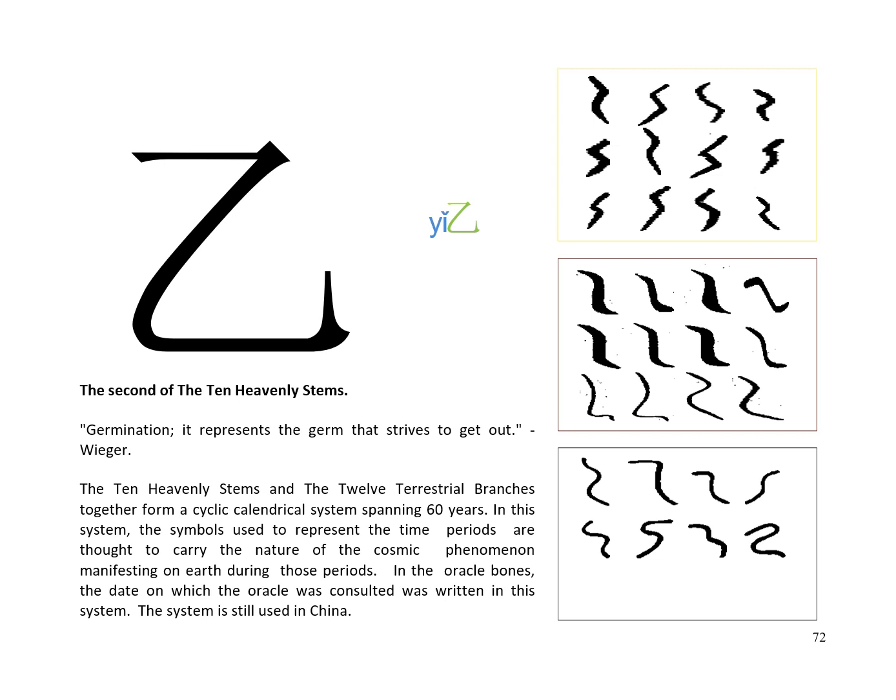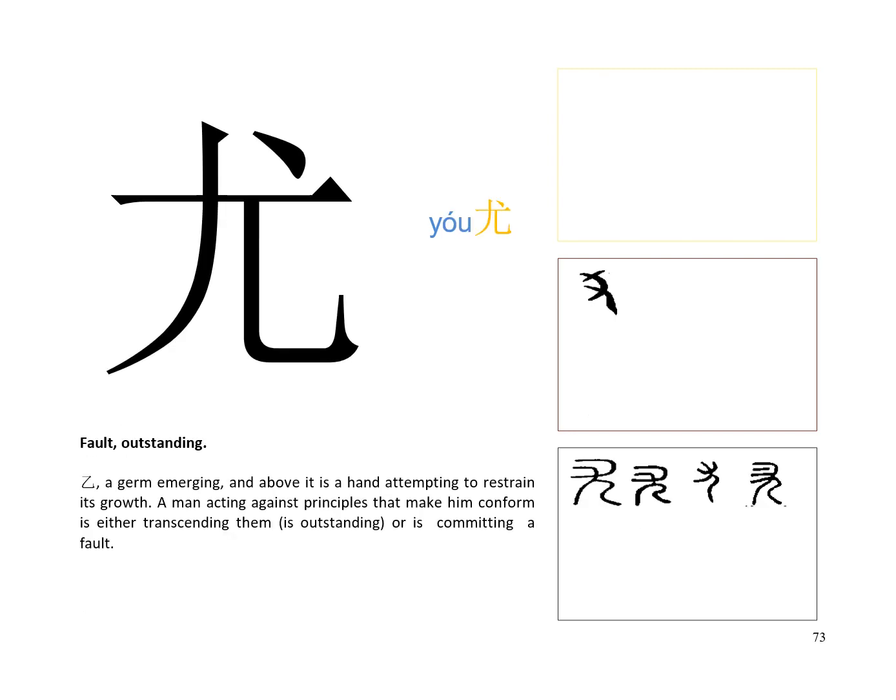So this particular glyph, which is the second of the 10 heavenly stems, represents germination. It represents the germ that strives to get out, according to the sinologist Vega. Yo. This is said to be from the symbol of a germ and from the symbol of a hand together. So fault, outstanding, germ. A germ emerging, germ as in a sprout, as if from a plant. And above it is a hand attempting to restrain its growth. A man acting against principles that make him conform is either transcending them, is outstanding, or is committing a fault. So there are two senses to this word. One is a fault, the other is the sense of outstanding.